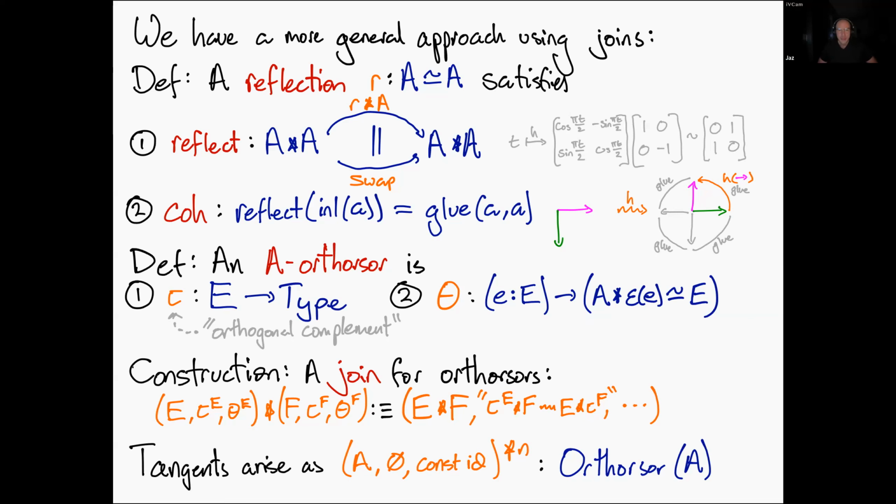Okay, so for the join for orthorcers, we take the join of the underlying types, and then we define something that looks a lot like the inductive step of the tangent bundle construction we saw, namely the tangent space or the orthogonal complement at a point in the join. It's again defined by induction. If it was in E, we take the orthogonal complement in E and join with F. And if we're in F, we take the orthogonal complement in F and join with E, and then we glue them together using both the thetas, right?